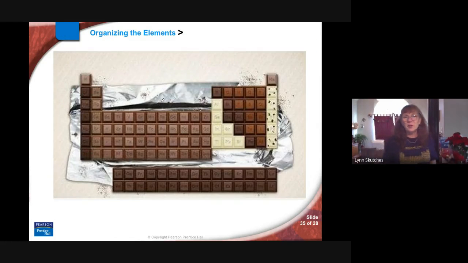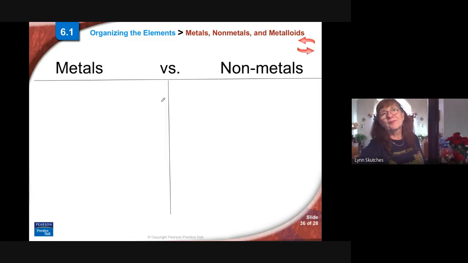So this is my favorite kind of periodic table, a chocolate one. Wouldn't that be lovely? Makes me hungry. Good thing I ate my oatmeal this morning.